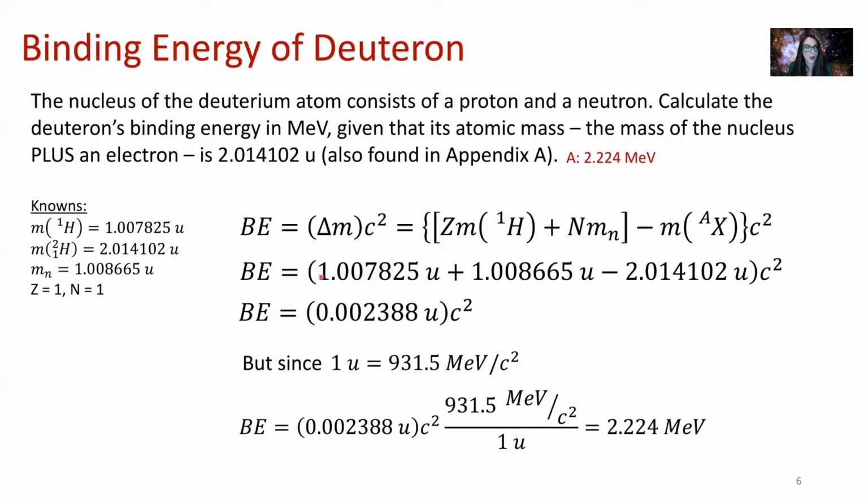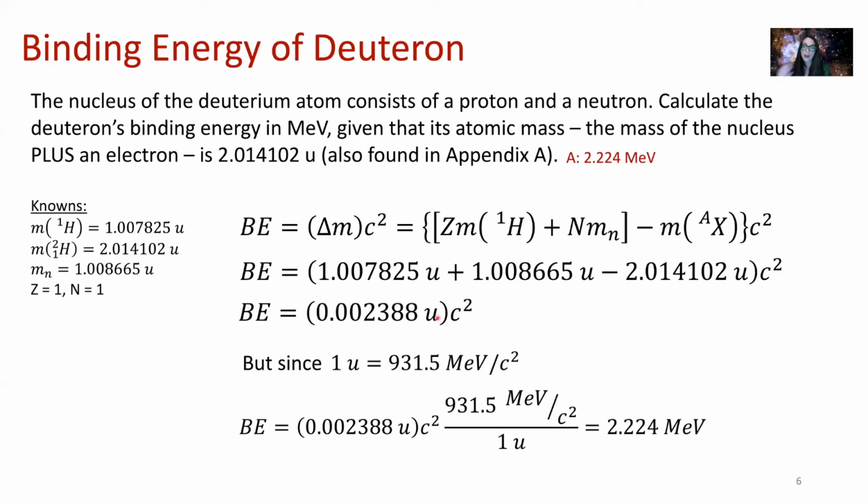So for the binding energy, we just sum all of these pieces. We sum up the mass of one hydrogen atom plus the mass of one neutron minus the mass of our deuterium atom, all times c squared. So our binding energy is 0.002388 atomic mass units times c squared.